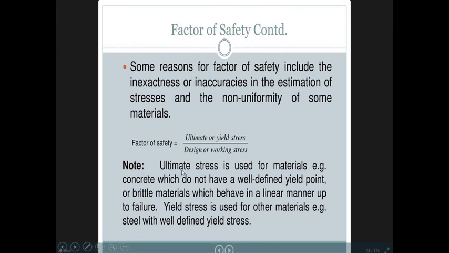Note, ultimate stress is used for materials, for example concrete, which do not have a well-defined yield point, or brittle materials which behave in a linear manner up to failure.